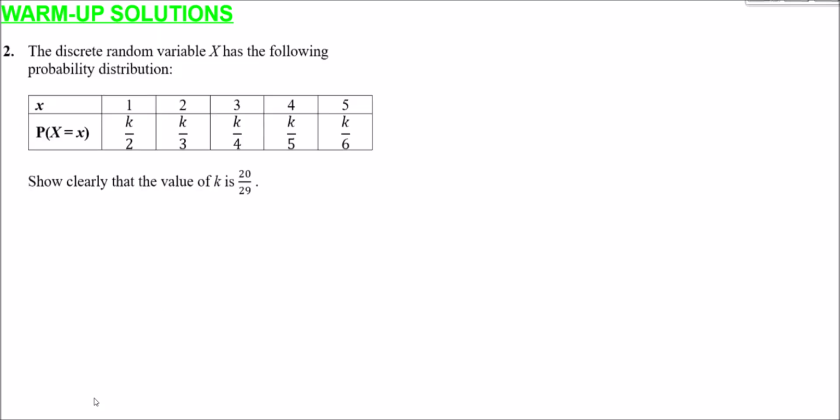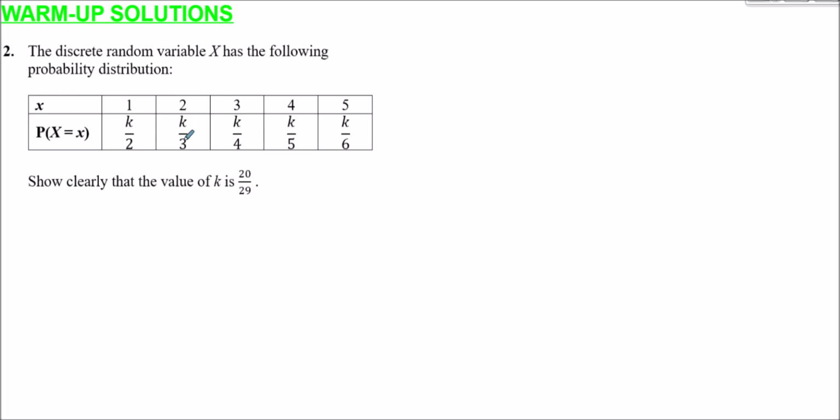We've got this discrete random variable, big X, with the following probability distribution. From values 1 to 5, we've got the probability that X takes each one of these possibilities in terms of K. Show clearly that the value of K is 20 over 29.